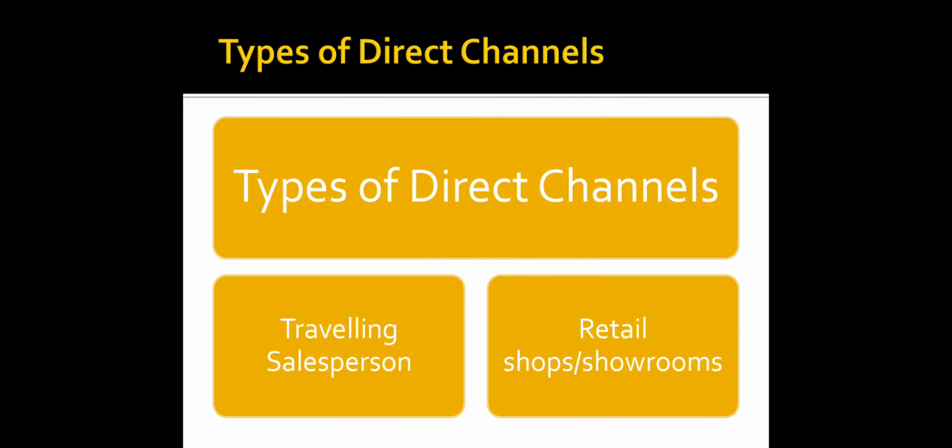Then come indirect channels. When goods are sold to the consumers through middlemen, it is an indirect channel. In a direct channel, what did we see? There was no middleman, no intermediary. But in an indirect channel, the goods are sold through a middleman. Indirect channels are also of four types: retailers, wholesalers, wholesalers and retailers, and agents, wholesalers and retailers. We will see all these four one by one. First, we will see retailers.